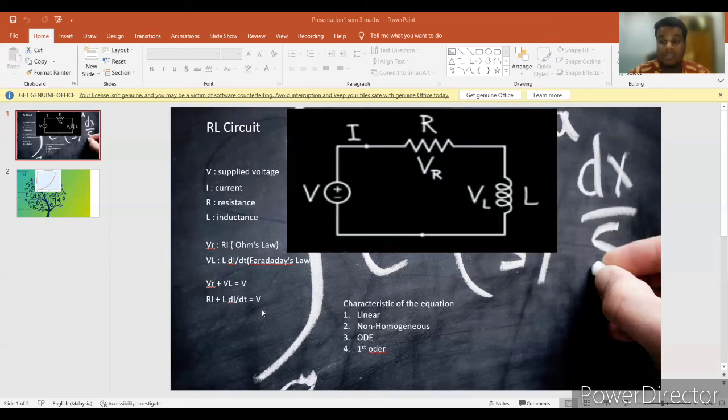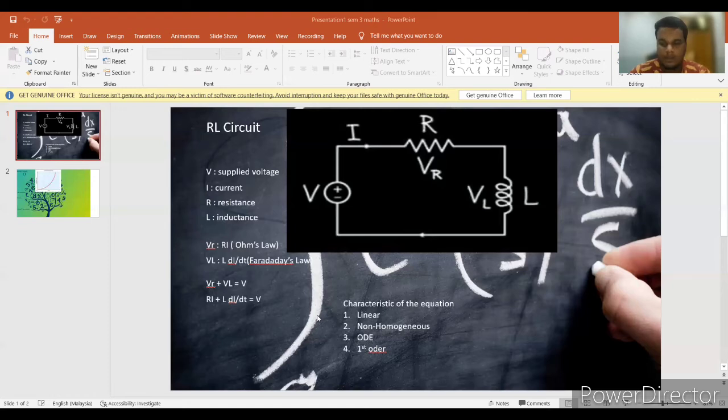Let's have a look at the characteristics of the equation. First, we can say that it's an ODE. Why do we say it's an ODE? Because there's only one independent variable, which is t, also known as time. Secondly, it's a non-homogeneous equation because the equation doesn't equal 0. Third, it's a first order equation because the degree of the derivative is 1.